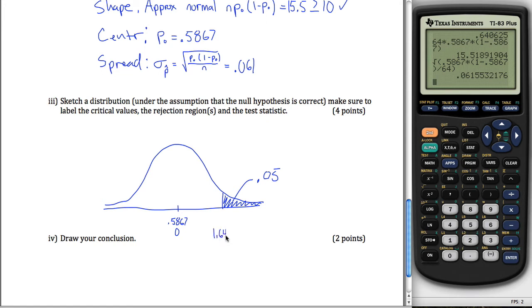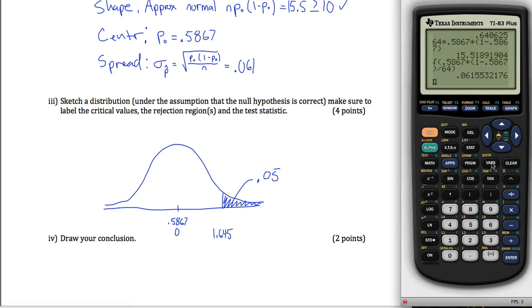If you don't remember that, you can get it by using the inverse norm function on your calculator. Go to distribution, then inverse norm, tell it the area below, and then the mean and the standard deviation. You don't have to put in that 0 and 1, I'm just doing it to emphasize, and you get the 1.645. That's called our critical value, and then what we have to do is find our test statistic and see if it's in this rejection region. The way you do that is stat tests. We want to do a 1PropZ test because we're talking about proportions here.